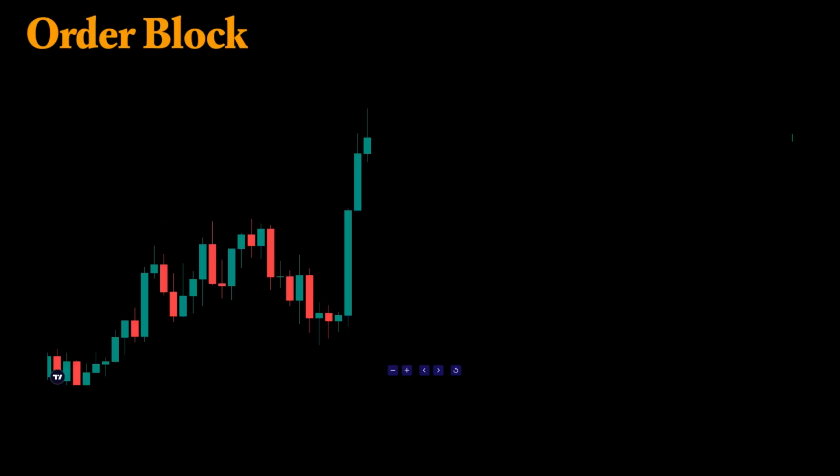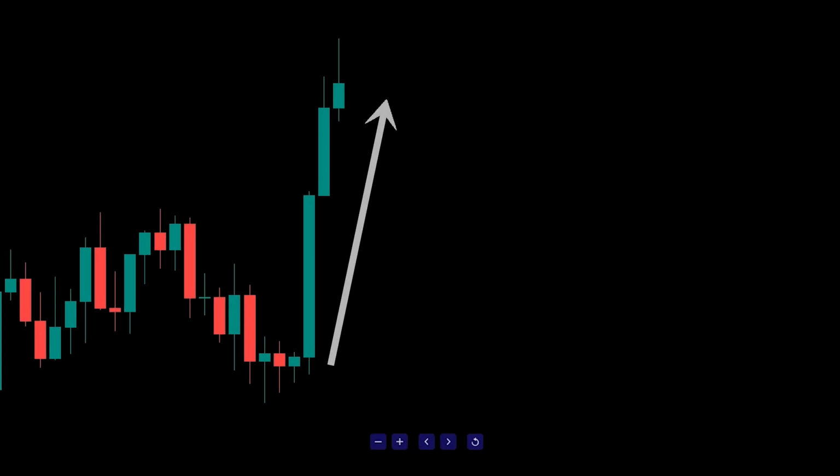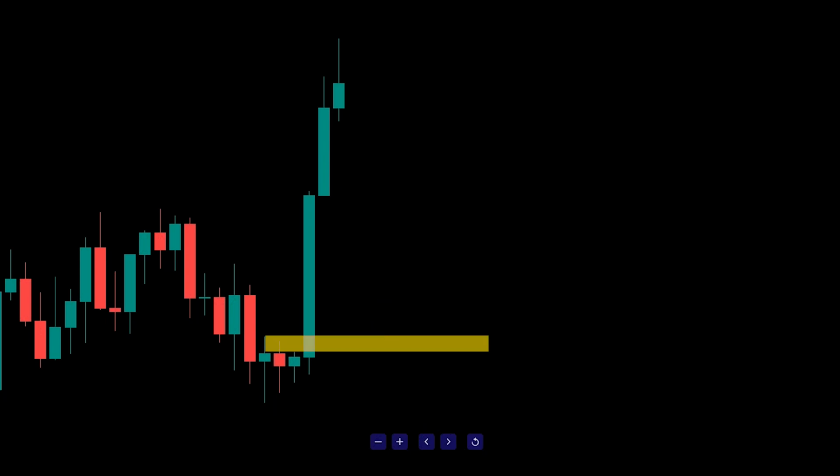Order block. When the price initiates a strong trend, there's a surge in buying or selling pressure. This pressure often means that some large traders can't fully execute their orders. As a result, they wait for the price to return to these levels to complete their remaining orders. This is the rationale behind the formation of order blocks and explains why prices react to these levels.